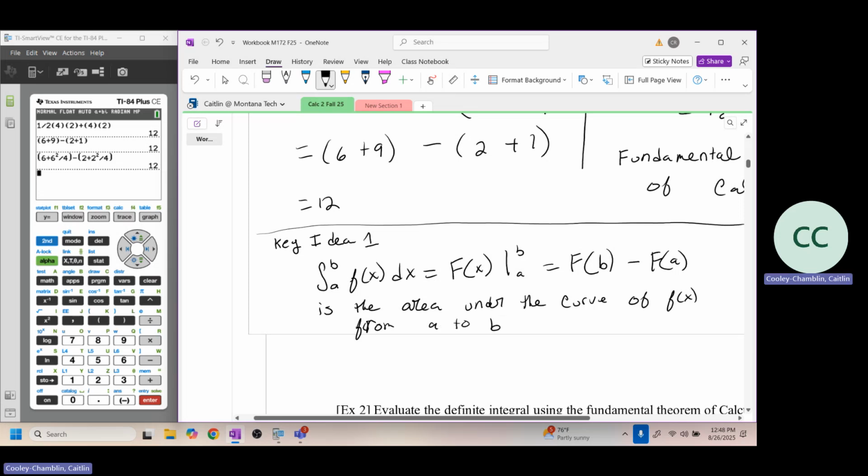Now, the rest of this lesson, we're going to be going over little caveats, so I'm going to be adding key ideas on each of these. So this isn't the complete fundamental theorem of calculus, but it is part of it.